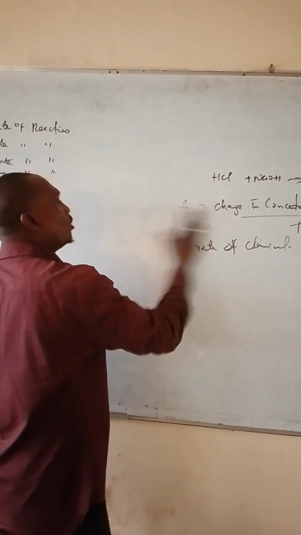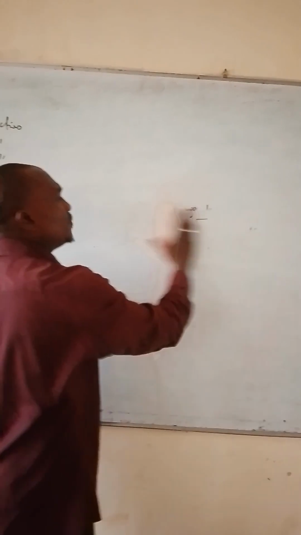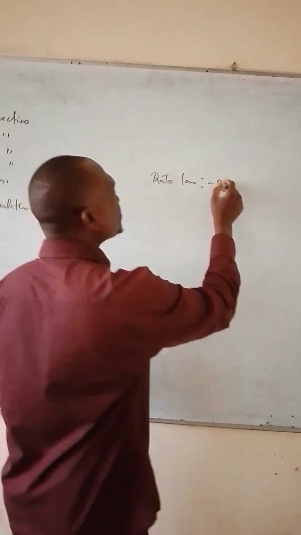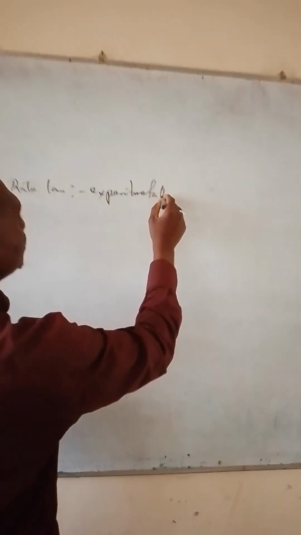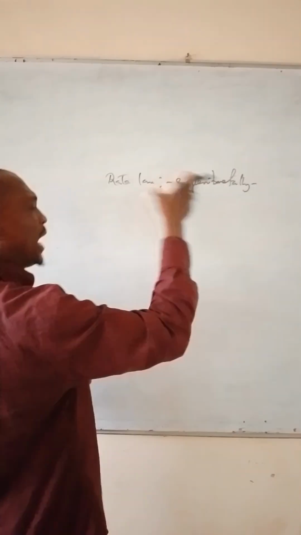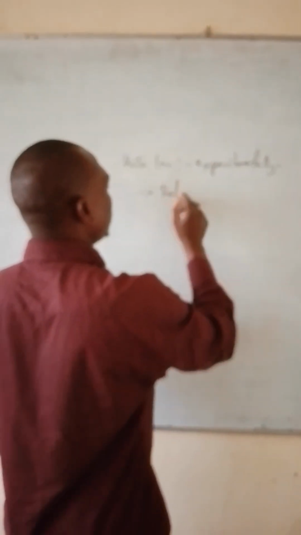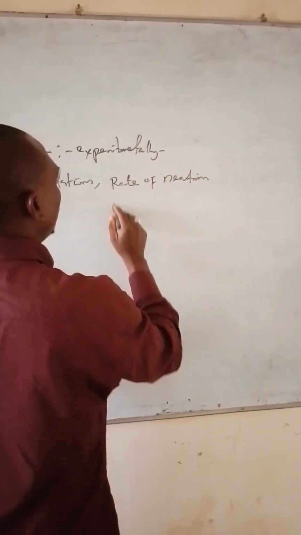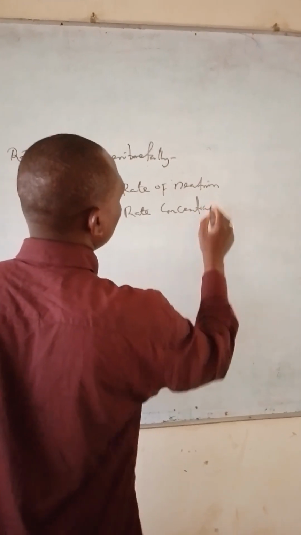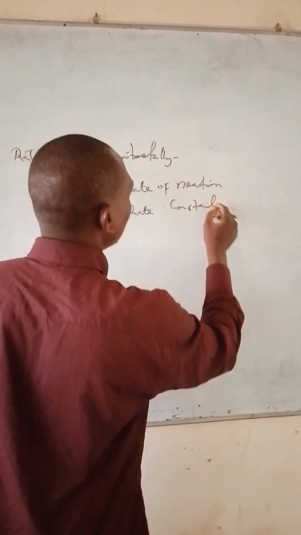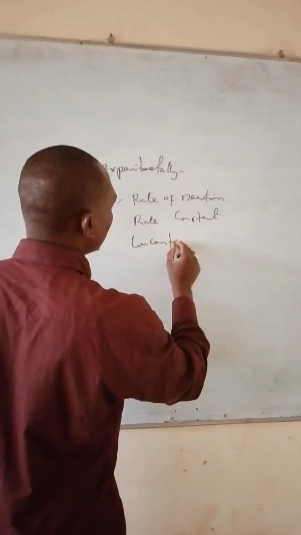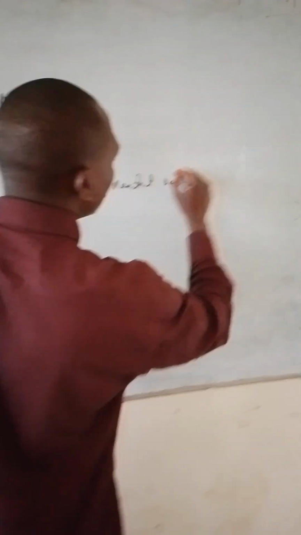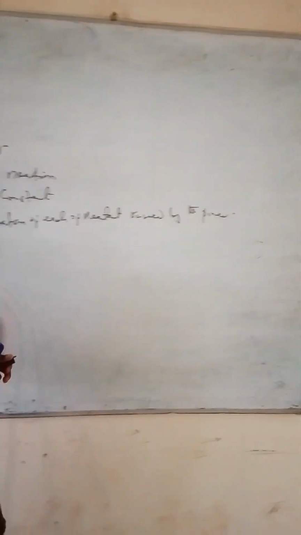What do we understand by rate law? Rate law can be determined experimentally by summing up the relationship of the rate of reaction, the rate constant, and the concentration of each of the reactants raised to a power. This is the definition of rate law.